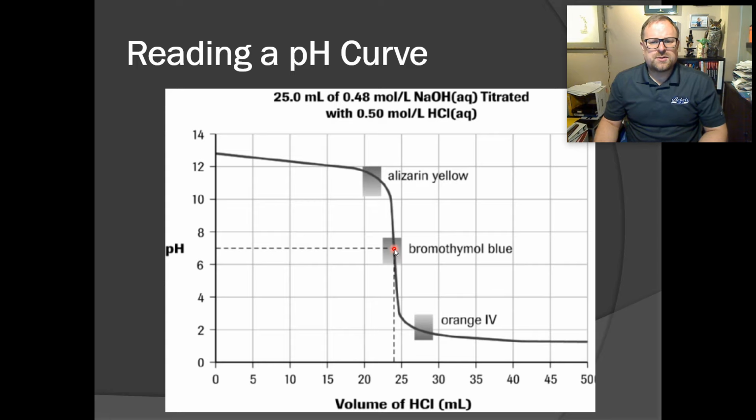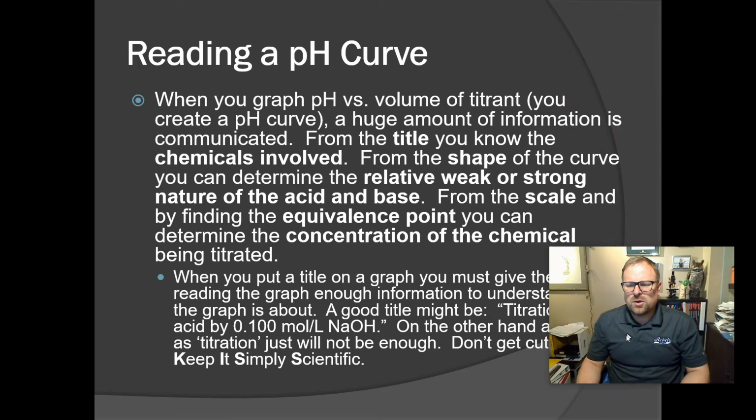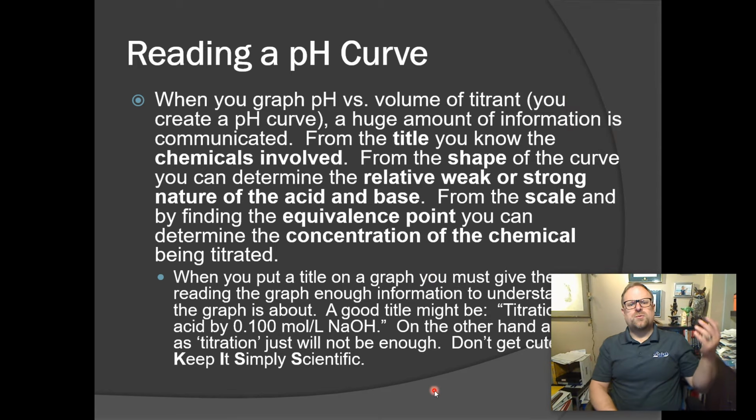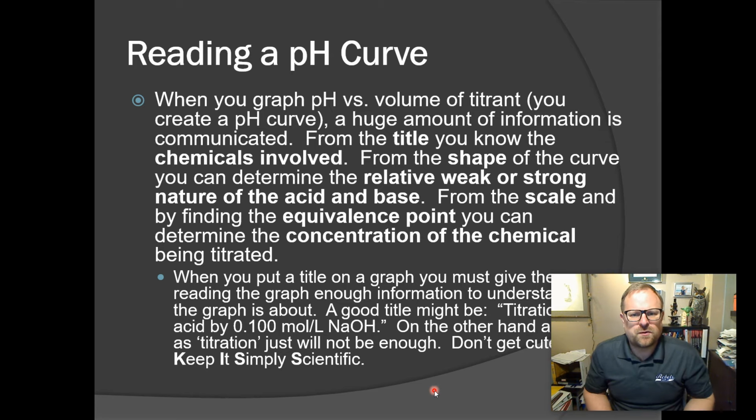So let's move on to the next slide, and I may bounce back to this in a second. In a pH curve we're graphing pH versus the volume of the titrant that we've used for this reaction. From the title, we know the chemicals involved. From the shape of the curve, we can determine the relative weak or strong nature of the acid or base. From the scale, we can find the equivalence point, and you can get the concentration of the chemical being titrated.